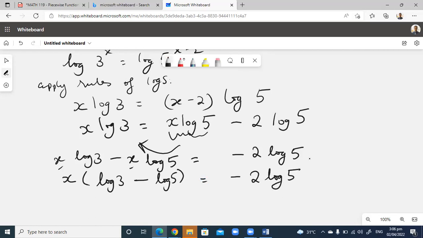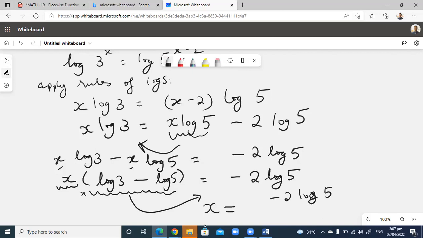And the last line now is this. I'm multiplying x by all of this here. So if you're multiplying, when you take this across now, you must divide. You all know that. So you'll get x by itself on the left, and you'll get minus 2 log 5 over log 3 minus log 5, and you're finished. Any questions?